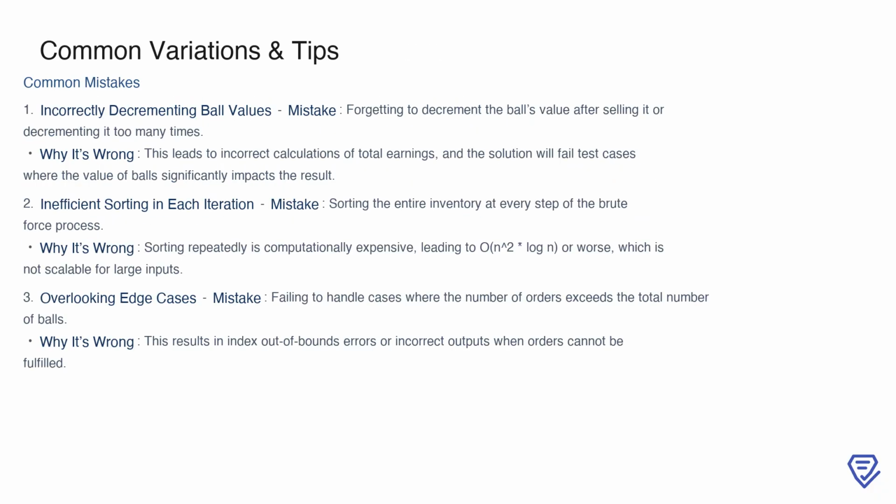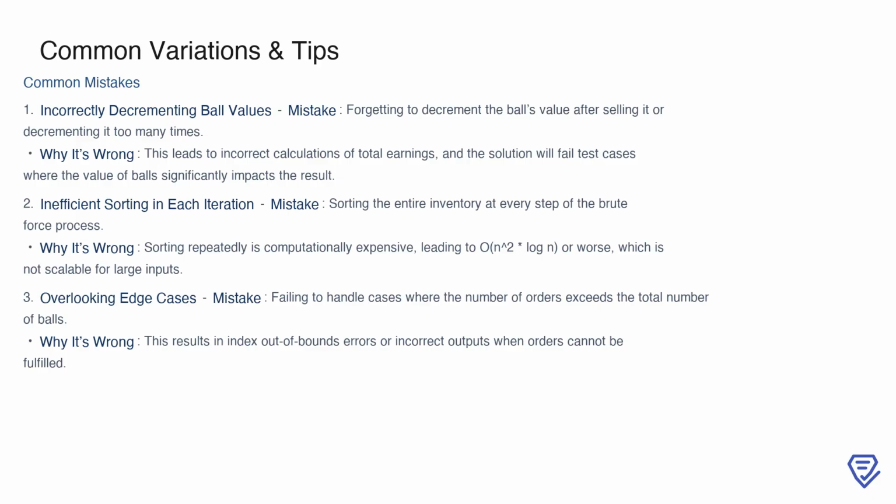When working through this problem, there are a few common mistakes to watch out for. First, a frequent issue is incorrectly decrementing the ball values. Either forgetting to reduce the ball's value after selling it, or decrementing it too many times, can cause the total earnings calculation to go wrong. This is especially problematic in cases where the ball values significantly impact the result, leading to failed test cases.